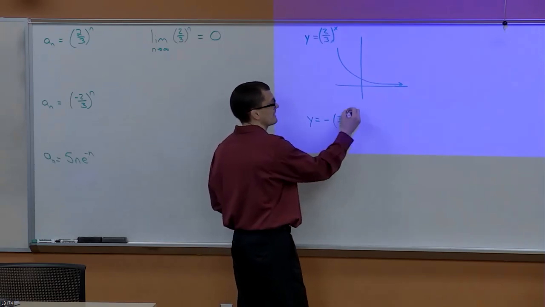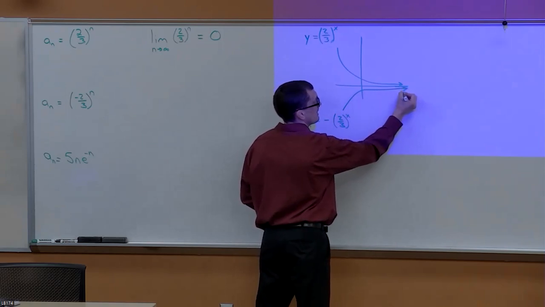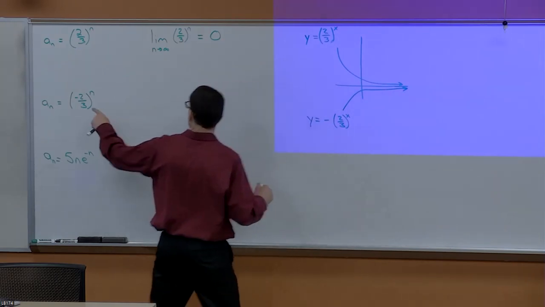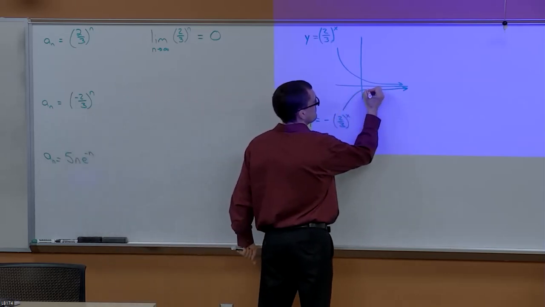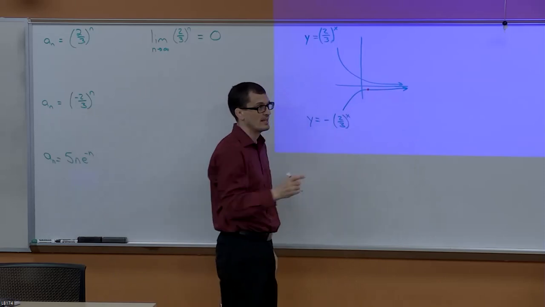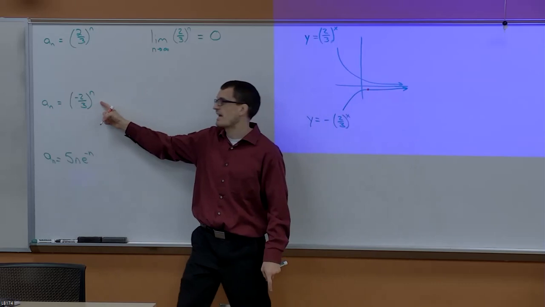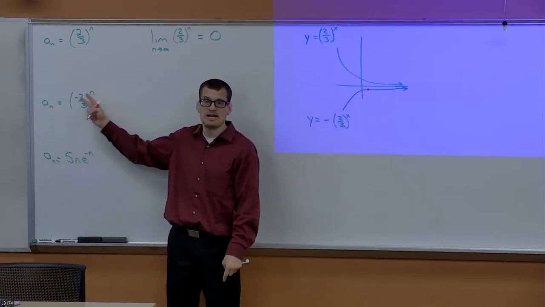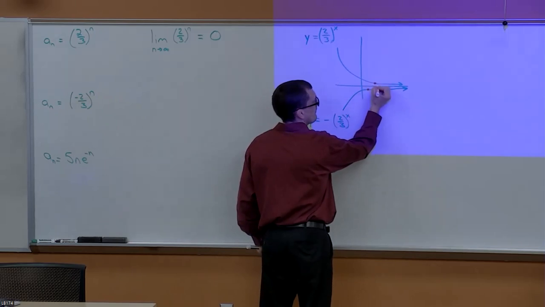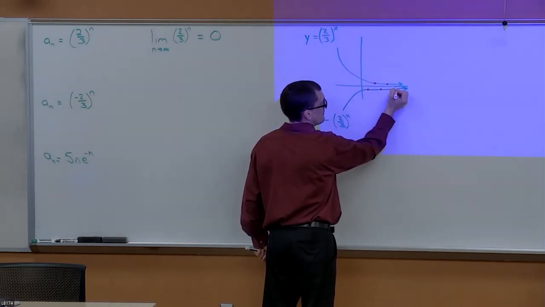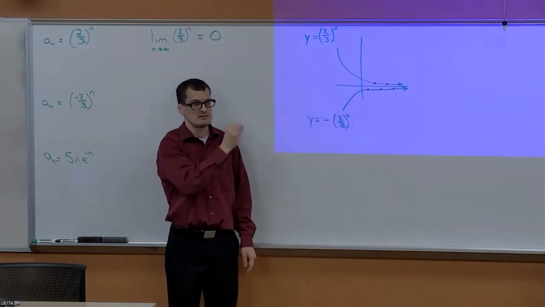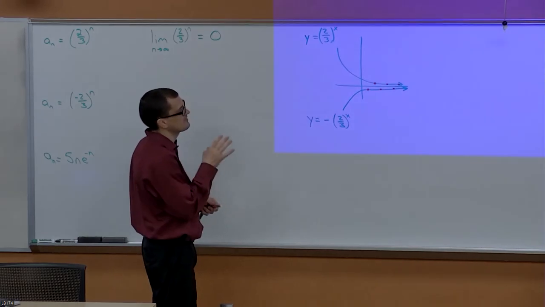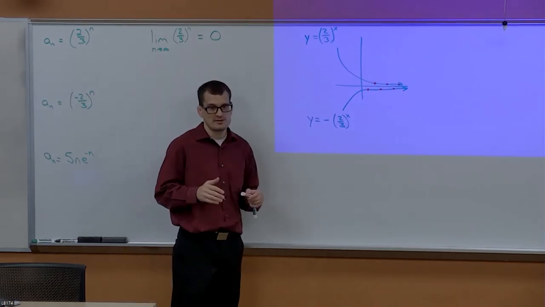But if we throw the negative on the outside, then we get that, right? And what this sequence is going to do is it's going to bounce back and forth. When n is 1, my A sub 1 term is going to be negative, so it's going to be on the bottom. When n is 2, my A sub 2 term is going to be positive. So what's happening is the terms in the sequence are bouncing back and forth between those two graphs. And this is precisely the absolute value theorem.